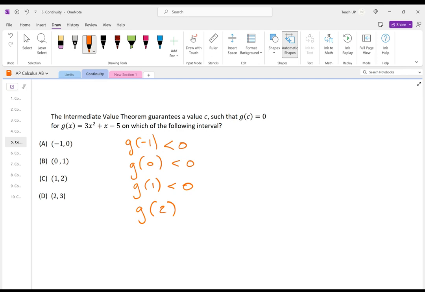G of 2, you take 2 to the second power, you get a 4. 4 times 3 is 12. 12 plus 2, 14. And then when you take away 5, you're going to get a positive number. So for the first time, we actually went from negative to positive.